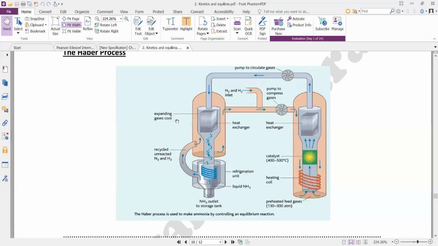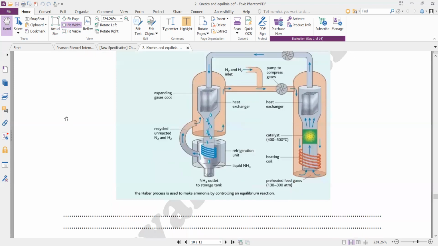Okay. Last point, in order to increase efficiency, unreacted nitrogen and hydrogen are recycled. Yes. That is the Haber process used to make ammonia.